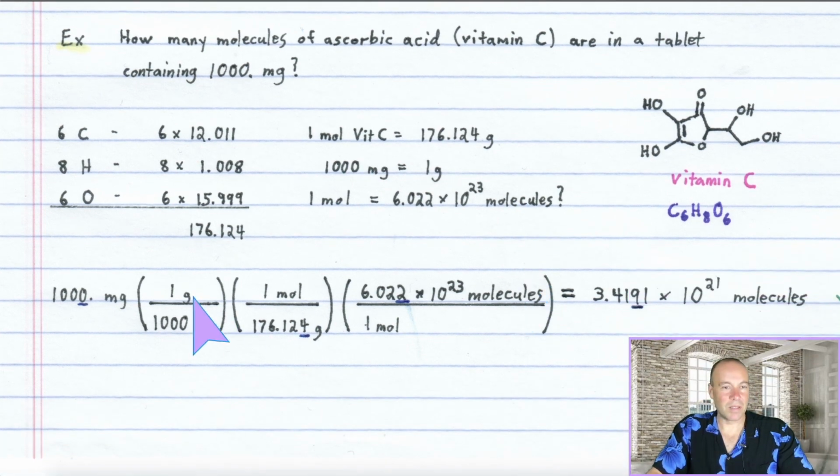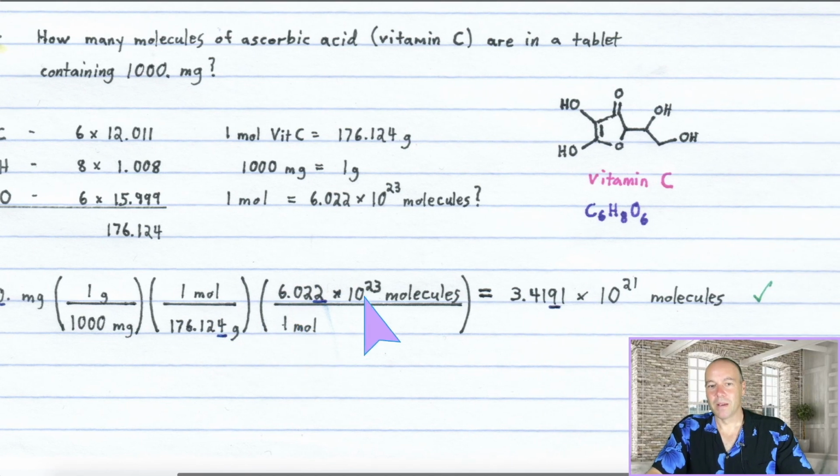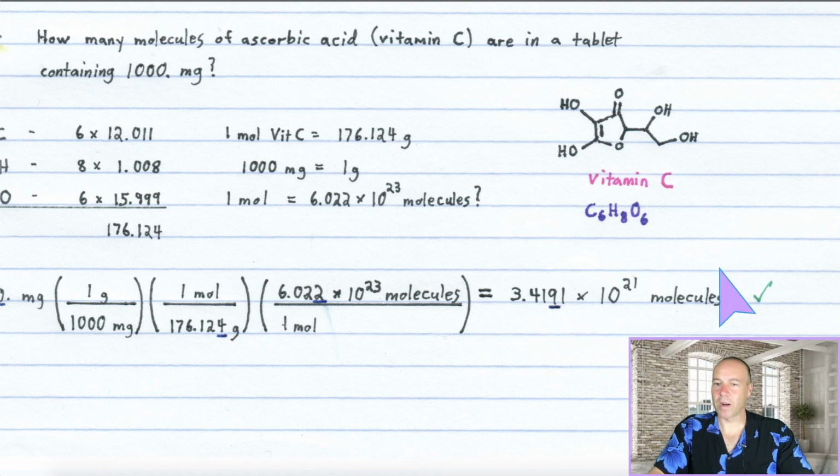Putting it all together, you can see how it's done here. 1,000 milligrams, go from milligrams to grams, grams to moles, and then moles to molecules. And you can check the units do cancel off, and you're left with molecules. And the numbers, 1,000 cancels 1,000, that's nice. And you got Avogadro's number over the 176.124, and that's 3.419 times 10 to the 21 molecules. It's quite a lot of molecules there.